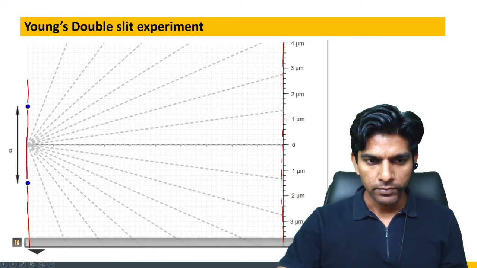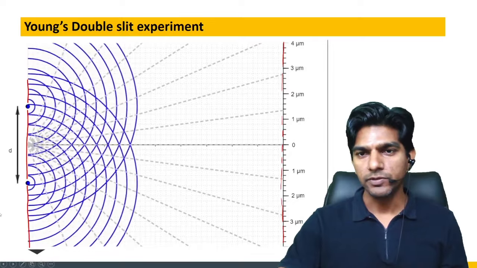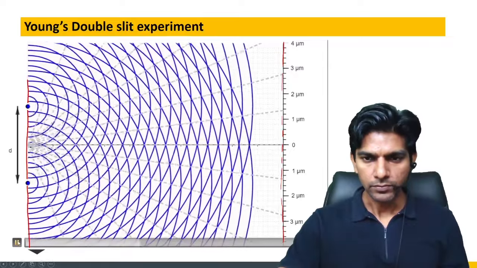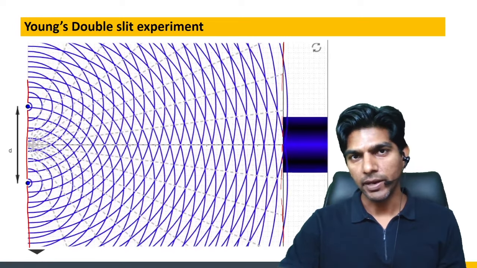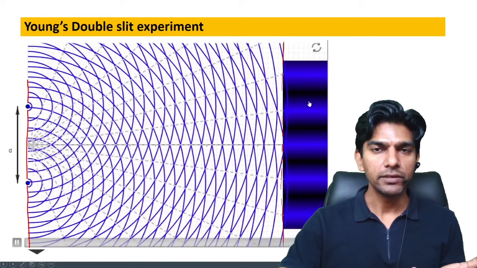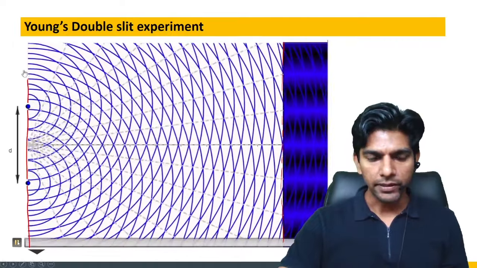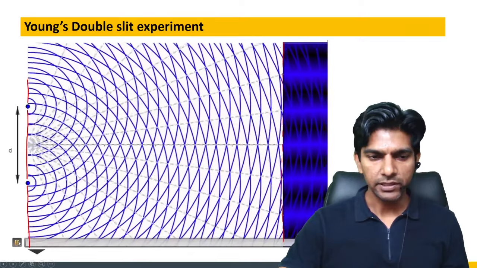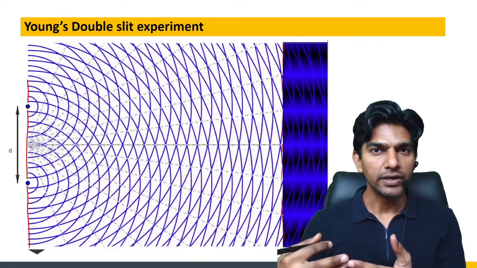So these two sources are generating spherical wavefronts. Now these spherical wavefronts are approaching the screen, right? So when they approach the screen, then we'll see a sustained interference pattern, because there will be a region where constructive interference is happening. For example, at the brightness, we have constructive interference. At the darkness, we have destructive interference. So in Young's double slit experiment, we will see alternate dark and bright fringes.